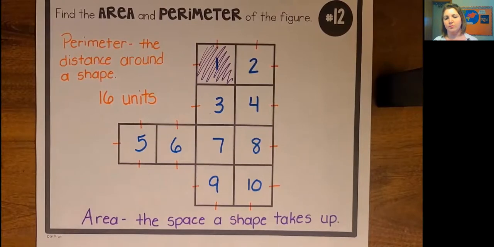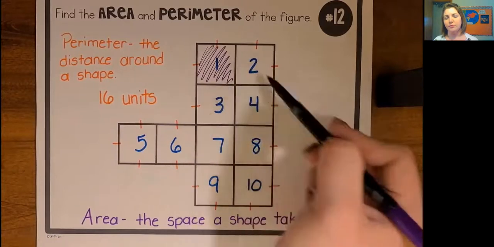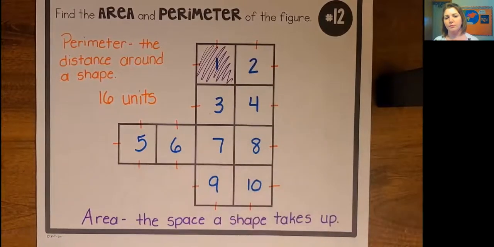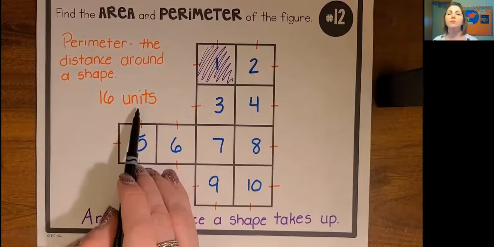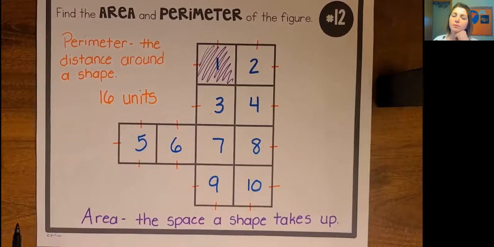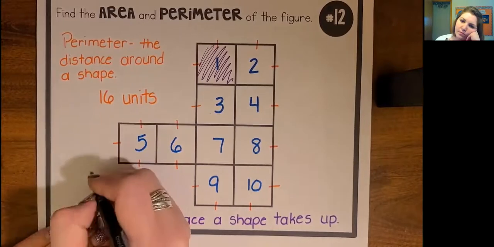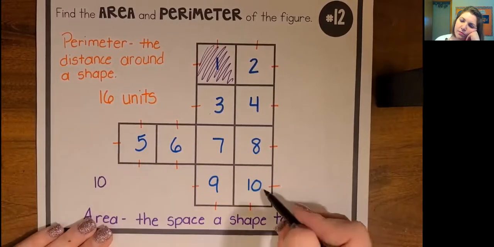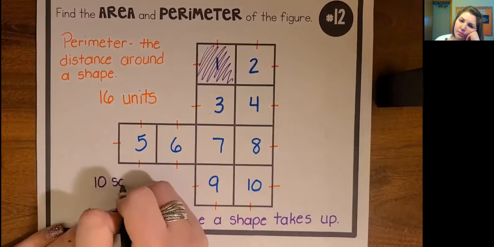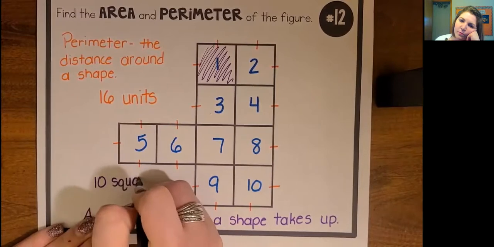This time, we're not measuring with a ruler from front to back. We're measuring the entire space that shape takes up. So instead of measuring in just units, this time we measure it in square units. So the area of this figure would be 10 square units.